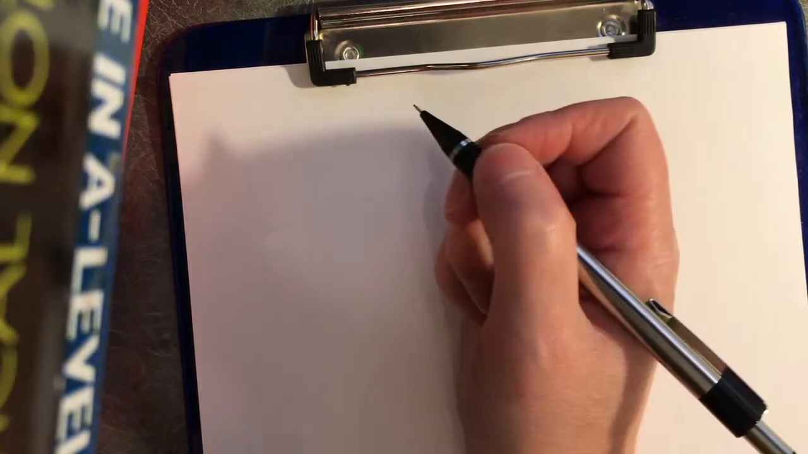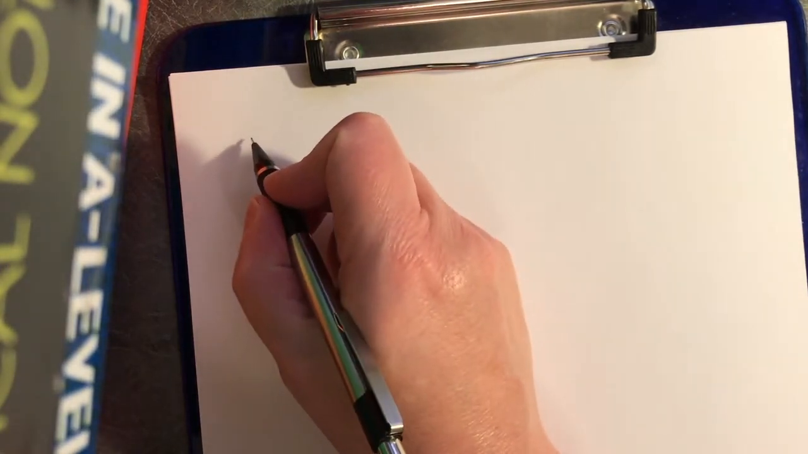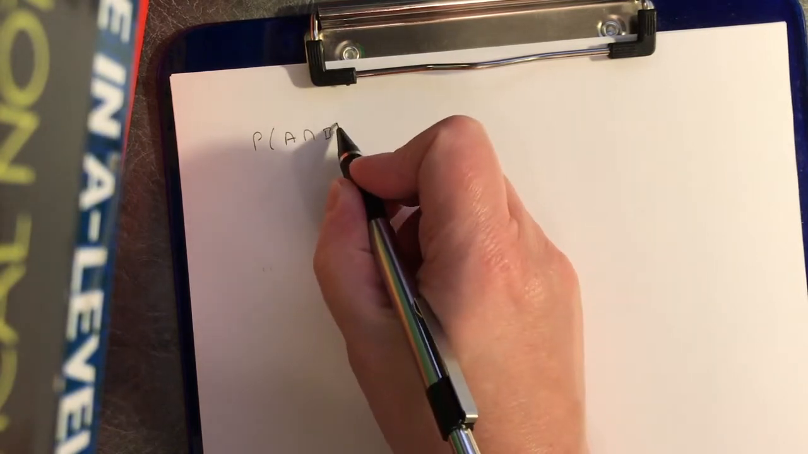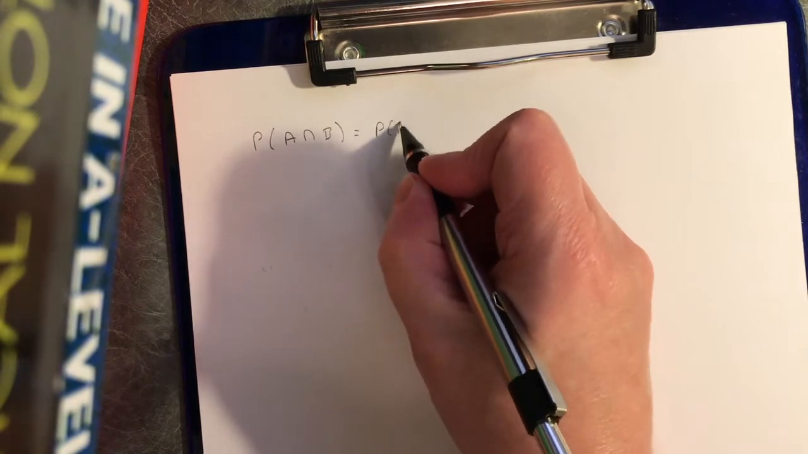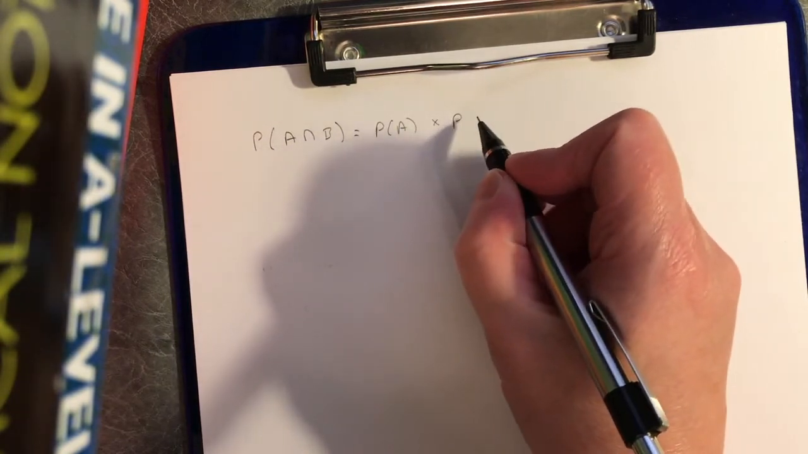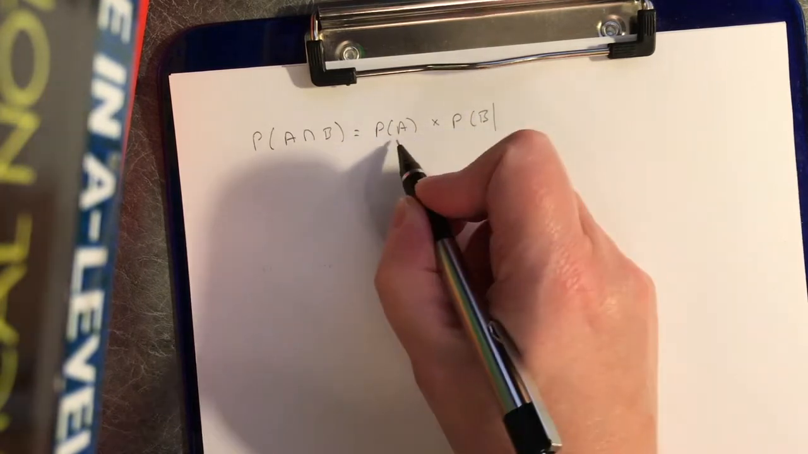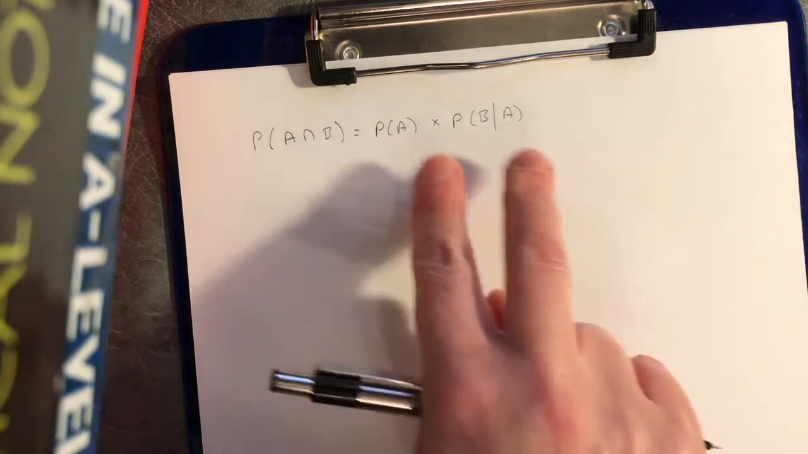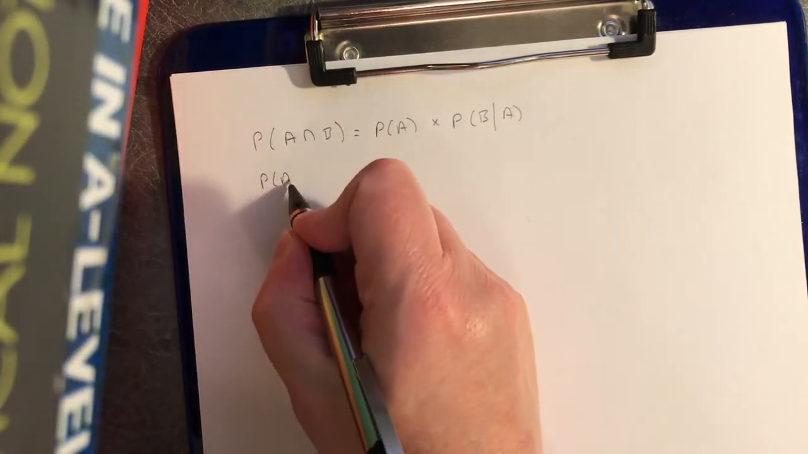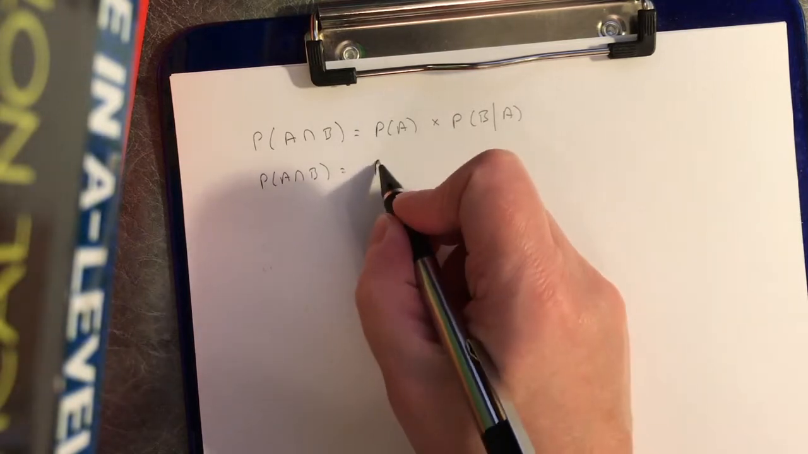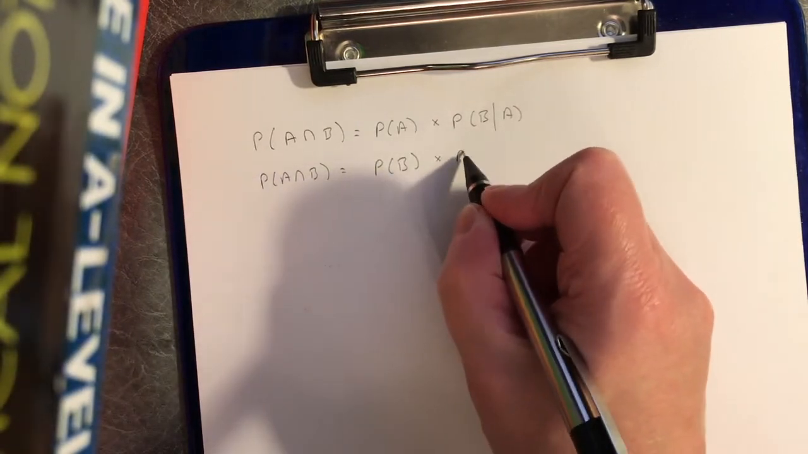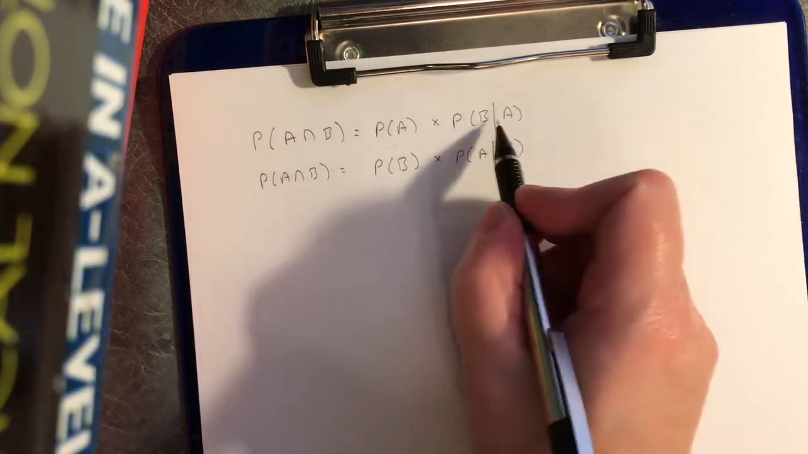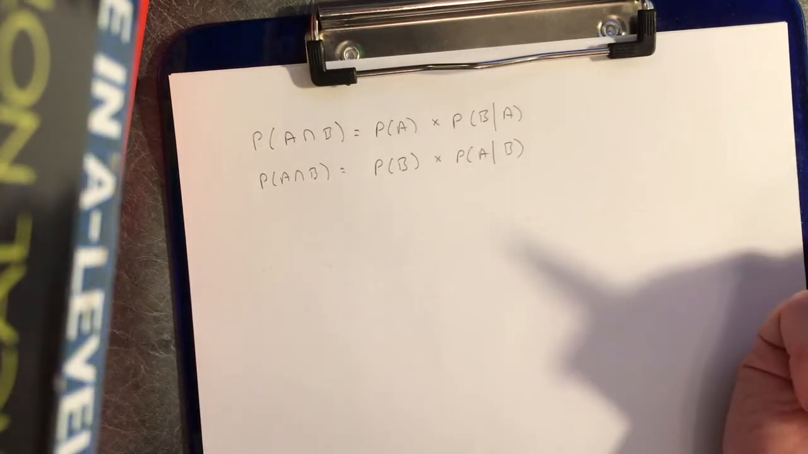Okay, so conditional probability you have met from this formula, that the probability that two events both occur, A and B, is the probability of A occurring times the probability of B occurring given that A has just occurred. You can say that the other way around, that the probability of A and B occurring is the probability of B times the probability of A given that B's just occurred. And that means that these are two ways of writing the same thing.